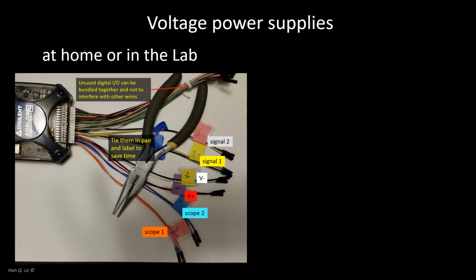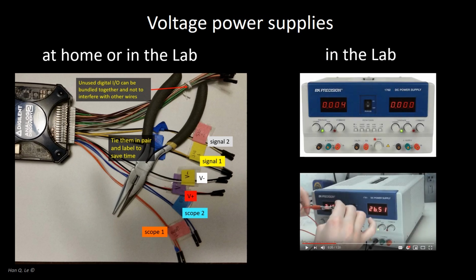For voltage sources, both at home and in the lab, you can use the Digilent AD2. It can give a maximum of +5 and -5 volts for 10 volt differential. It is sufficient for many experiments, but not all. In the lab, one can use the BK Precision. Watch the YouTube video on how to use the instrument, or ask the teaching assistant or lab supervisor for additional help.